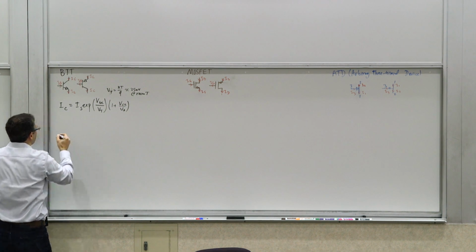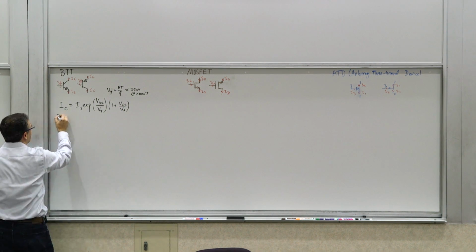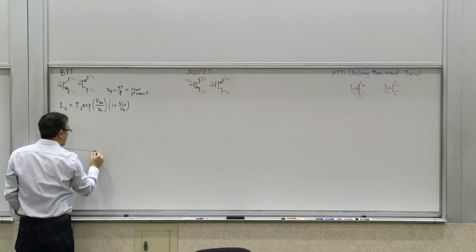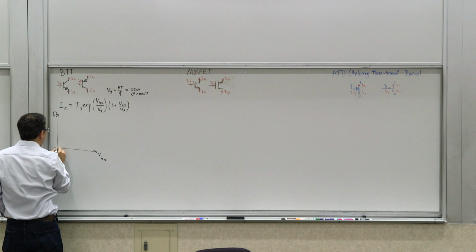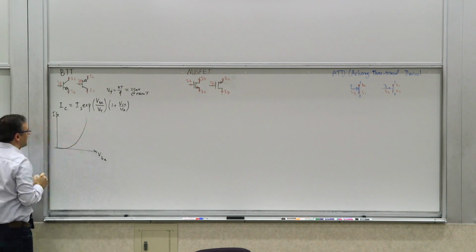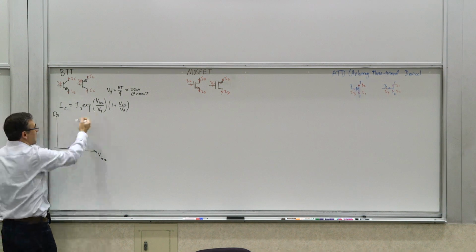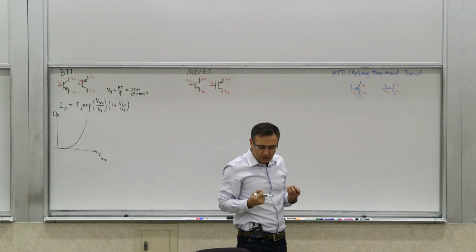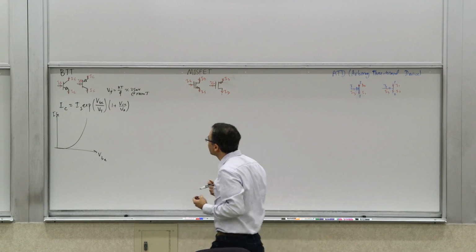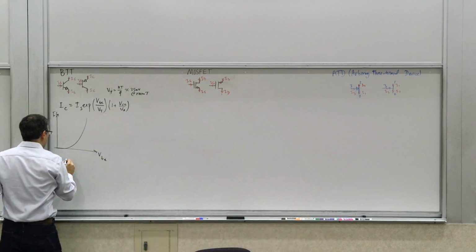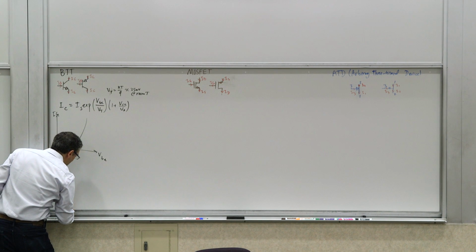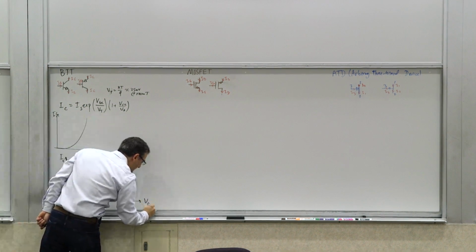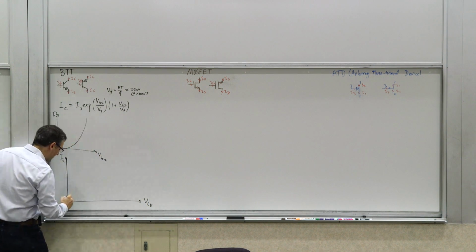If you plot IC versus VBE, you have an exponential behavior, and this exponential behavior is captured by this. So that's the basic part of the transistor. And then there's a second part, which is also captured by these curves. We've covered these before, so I'm just going to do this quickly. IC versus VCE.